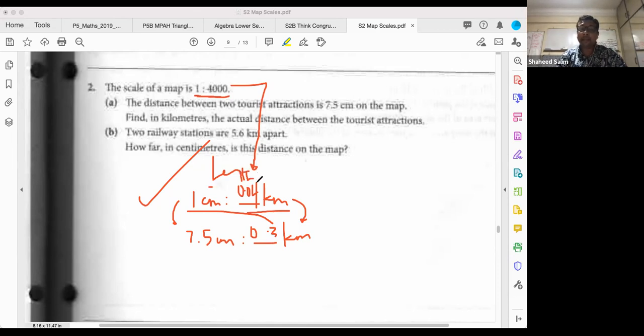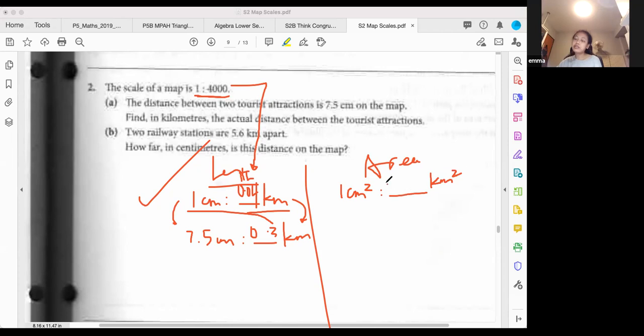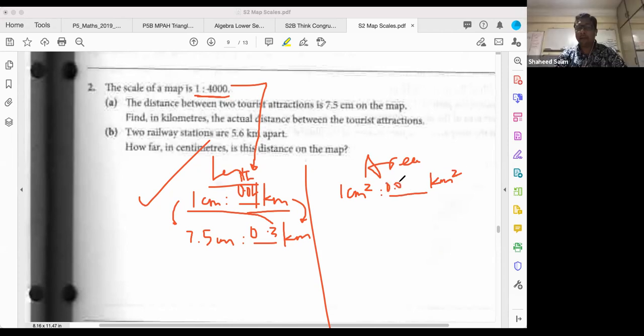Now from here, this is the length scale. Create now the area scale. Can you tell me what's the area scale? 1 cm square is how many km square? 0.0016. Well done. Okay, good.